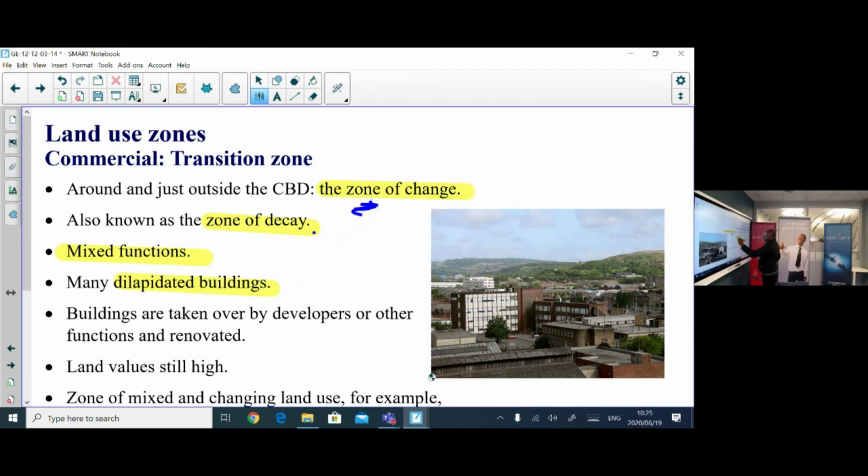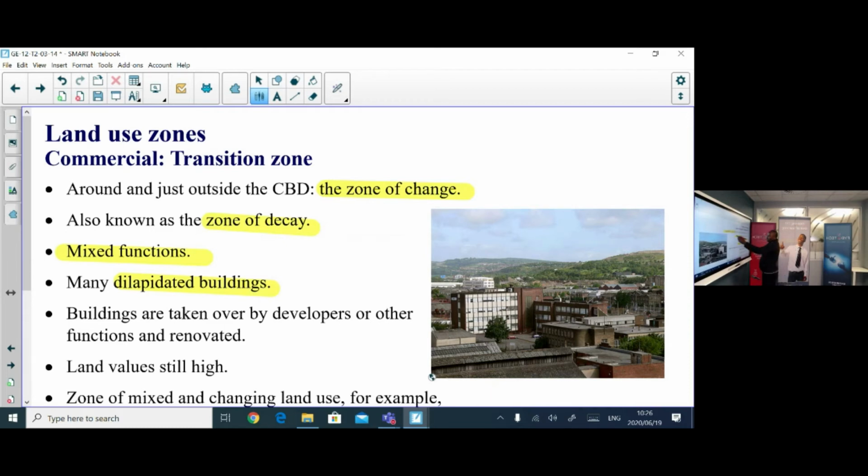It is actually linked to this. So dilapidated buildings and zone of decay. It is actually the same thing that we are describing here. Because the buildings are falling apart, that means things are not as they were before, and that's a form of decay that is happening. Then buildings are taken over by developers or other functions and renovated.